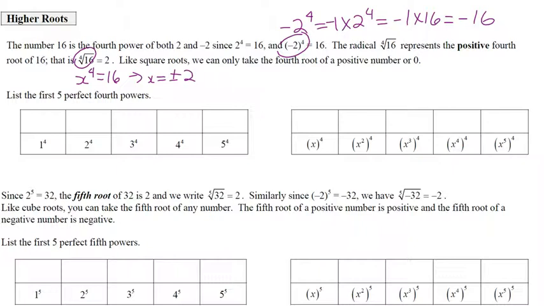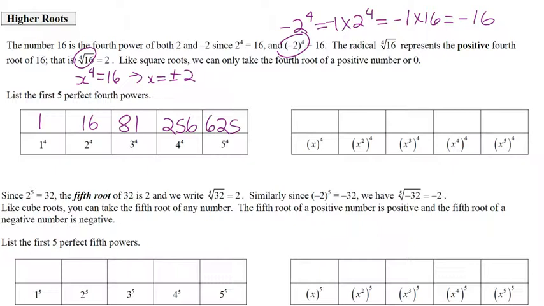List the first 5 perfect 4th powers. So we got 1, 2 to the 4th, 16, 3 to the 4th, 4 to the 4th, 5 to the 4th. Okay, and again, you should be familiar that these are at least 4th powers, right? That 81 is a 4th power of something. That 256 is a 4th power of something. That 625 is a 4th power, right?